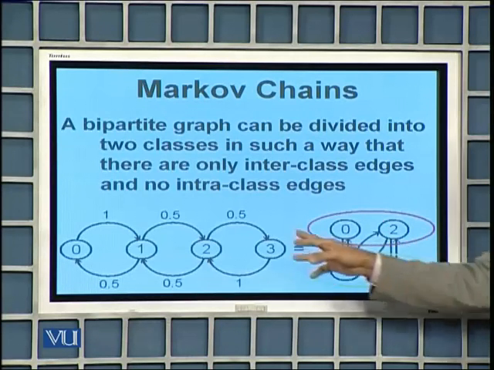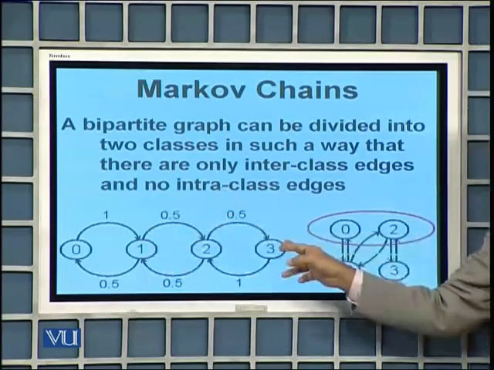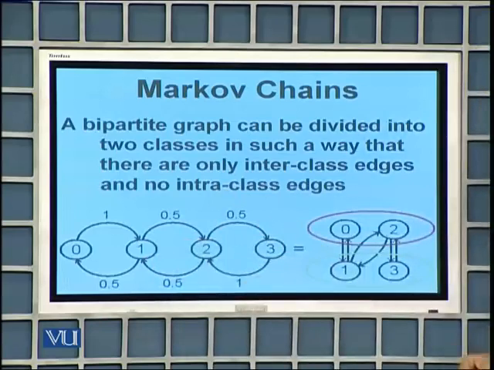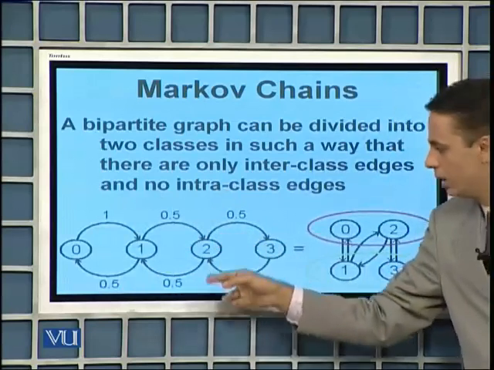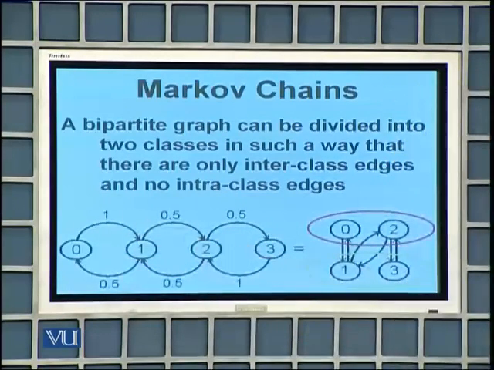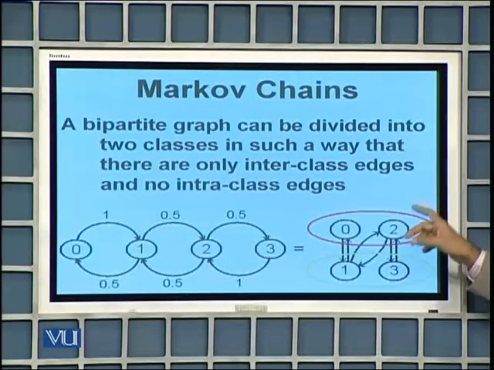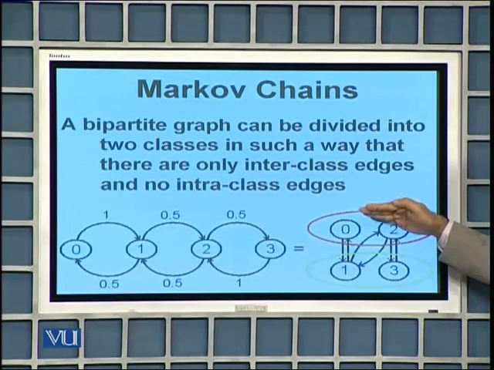This can also be confirmed by looking here that there is no direct transition from node 1 to node 3 or from node 3 to node 1. Similarly, there is no direct transition from node 0 to node 2 or node 2 to node 0. Hence, we can divide these nodes into two groups, and we have no intra-class edges, only inter-class edges, edges from this group to this group and back.